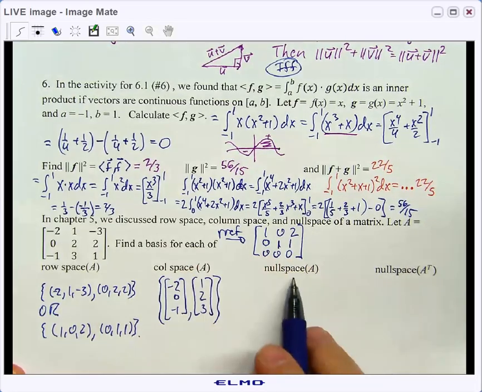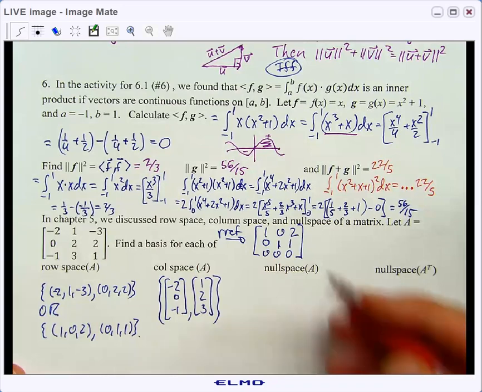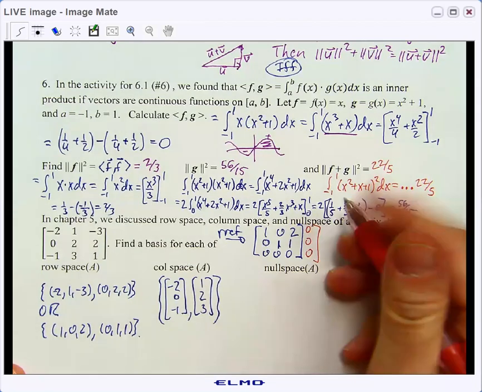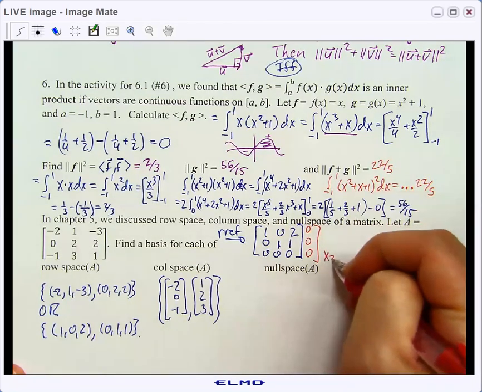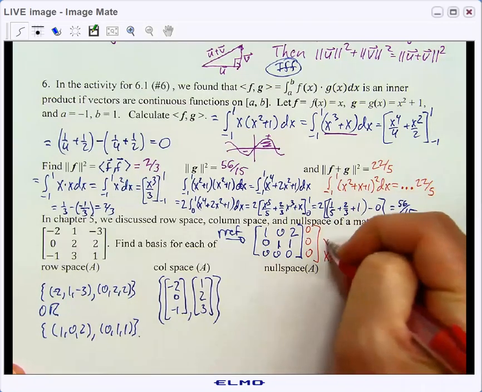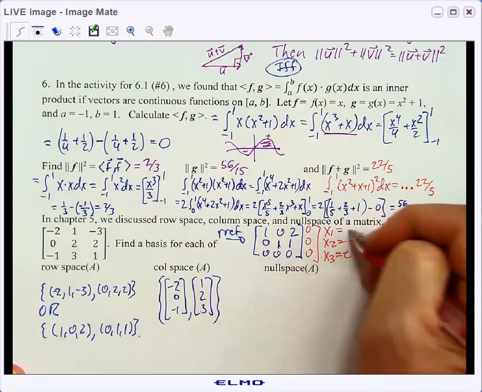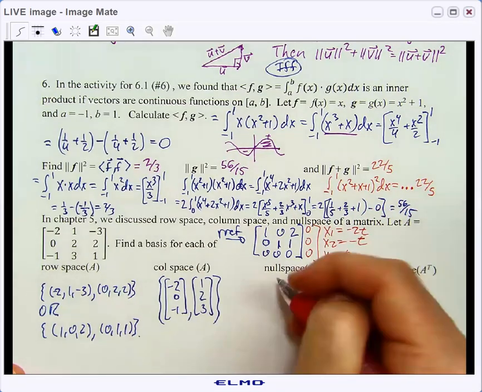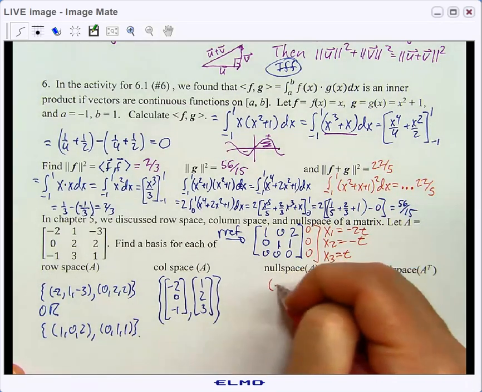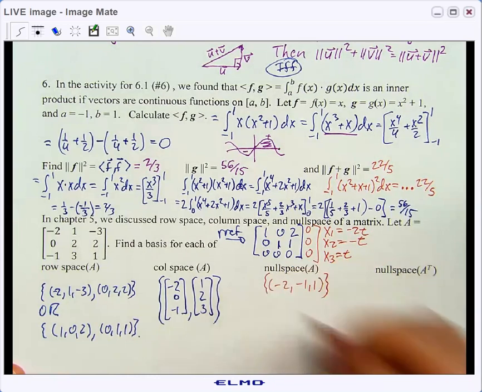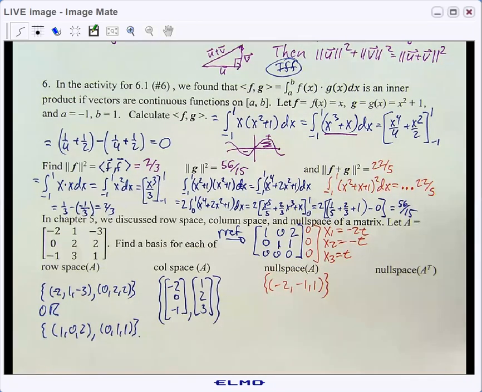And the null space of matrix A is what gets sent to the 0 vector. So if I augment by the 0 vector here, I'll find out that I'll need a parameter. x3 is t, then x2 would be -t, and x1 would be -2t. So the null space would be the vector -2, -1, 1. And we'll need to find the null space for A transpose, so that'll take me just a second. Let's pause right here.